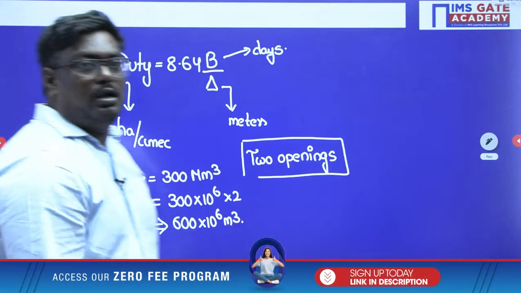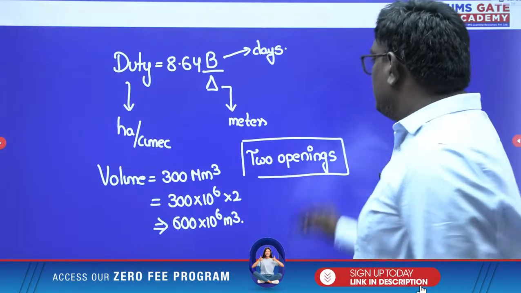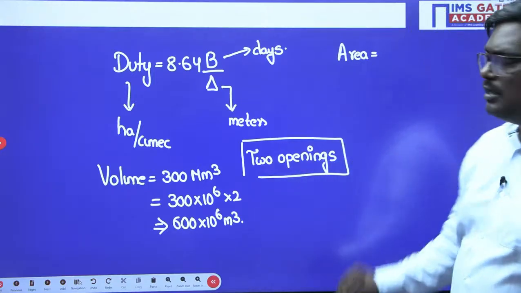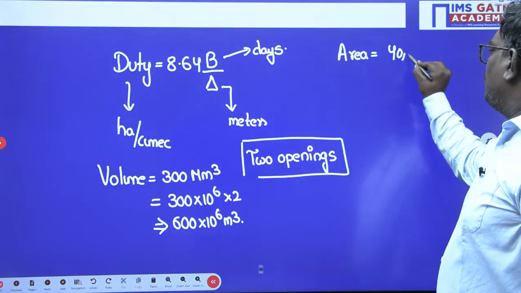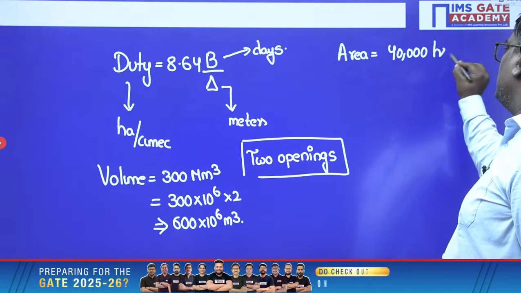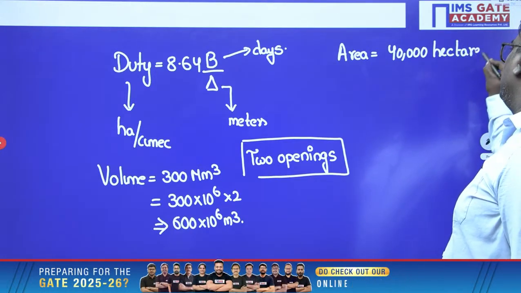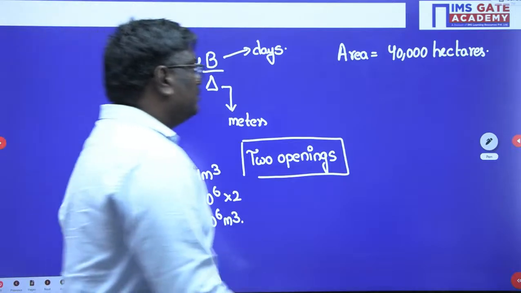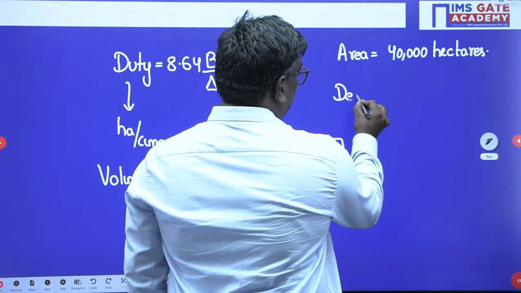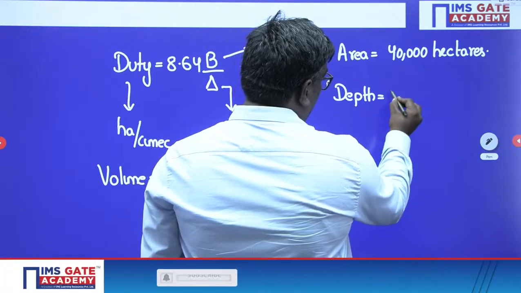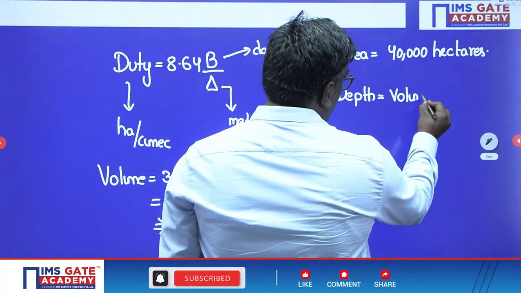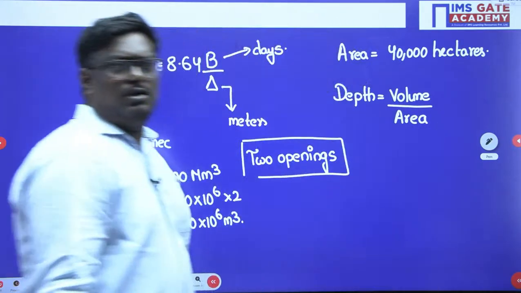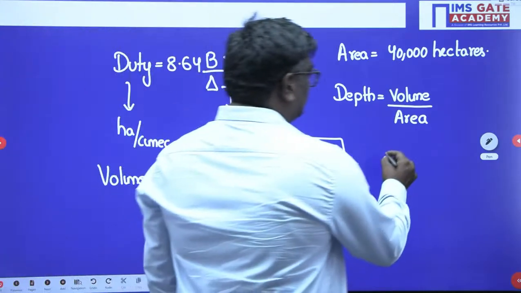Now, my dear students, what have they given as the hectares? What is the area they have given? The area is given as 40,000 hectares. Agree? Now, they have given you volume and they have given you area. Now see, students, if they ask you depth, depth is nothing but volume upon area. So area is how much? Volume is how much?